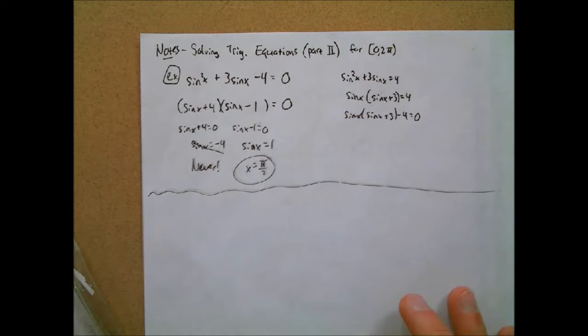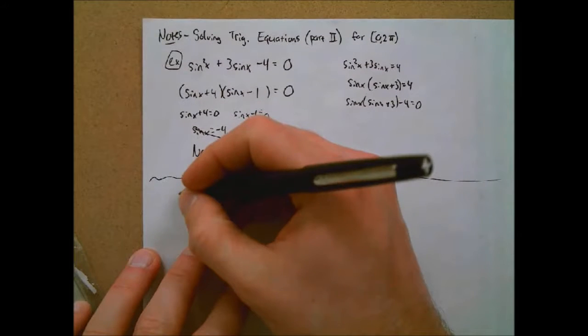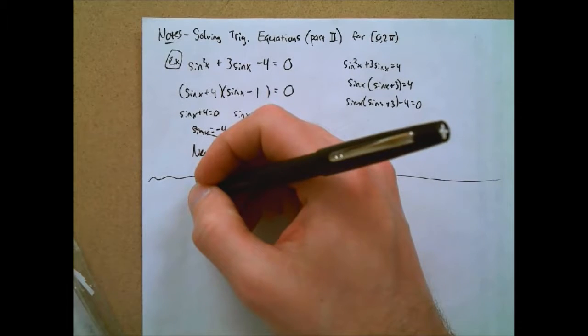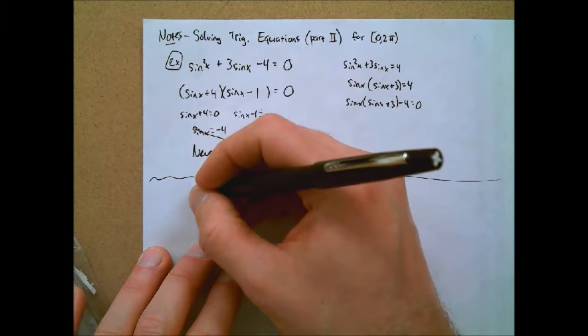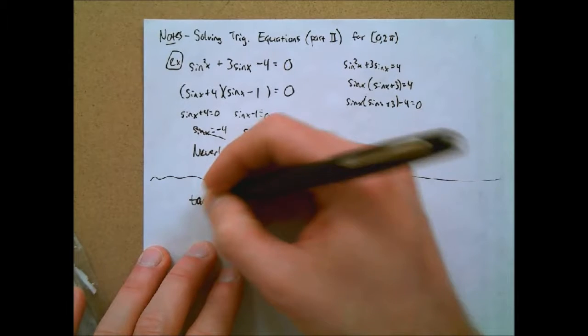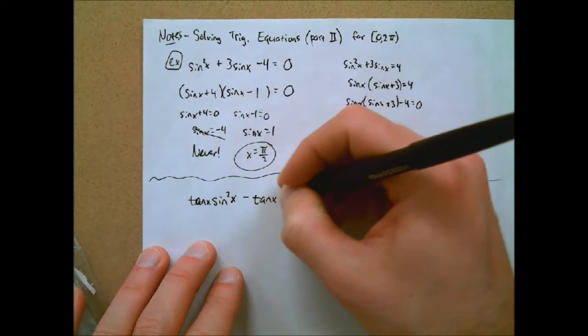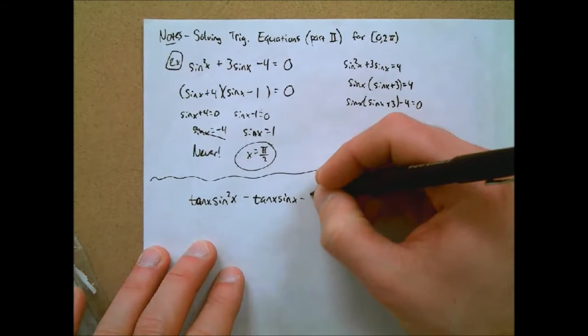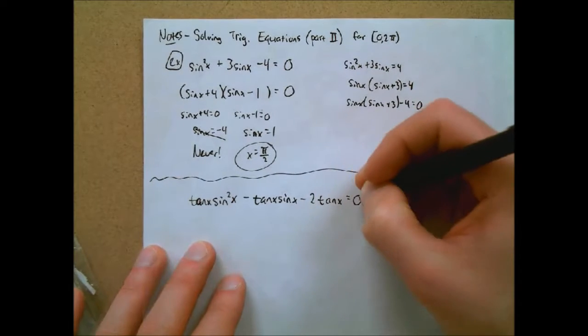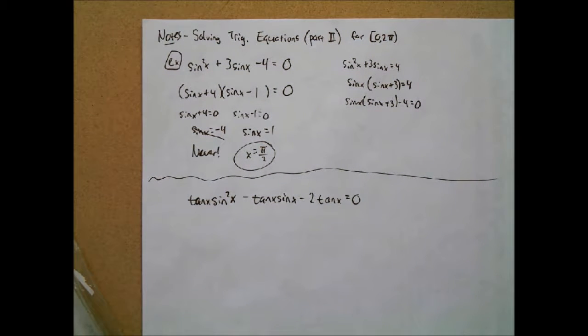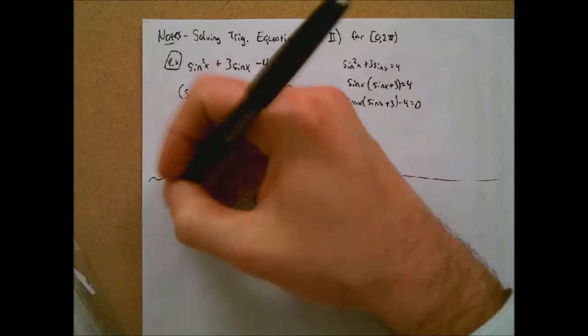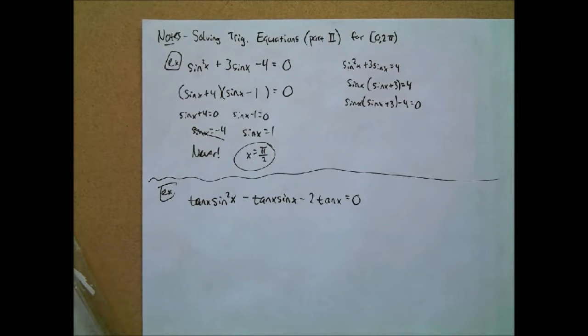Let's do another one here together, and then I'll have you guys try one on your own. Let's do, again, same directions. We're just going to solve for x between 0 and 2 pi. Tangent x times sine squared of x minus tangent x sine x minus 2 tangent x equals 0. Okay. So there's our next little example we'll look at there. All right. So, Chrissy, any idea about how to start here?